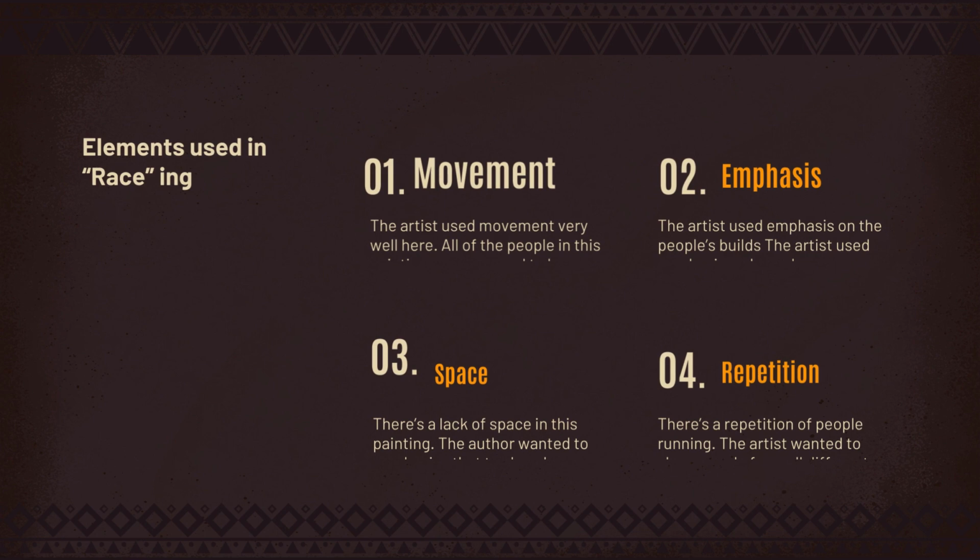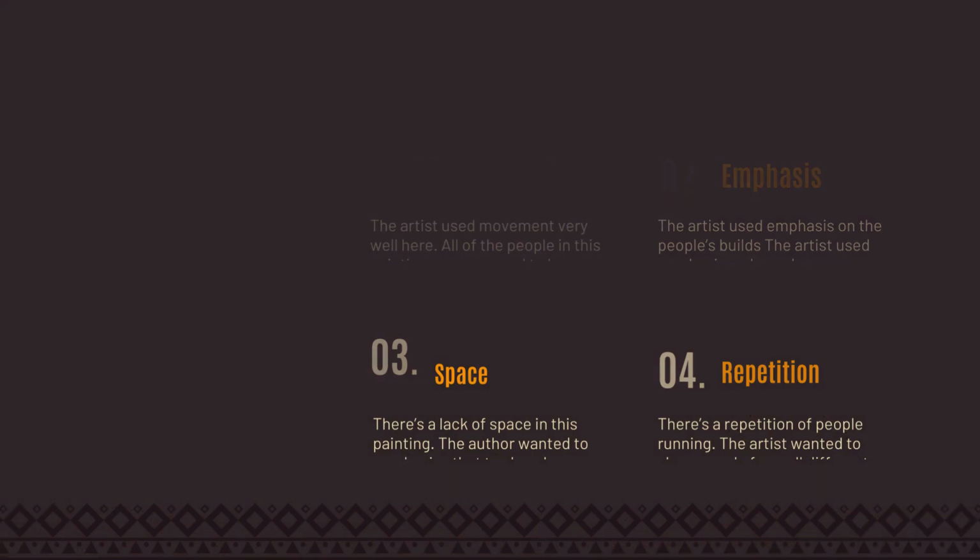Emphasis. The artist used emphasis on the people's builds. The artist used emphasis on how close everyone was to each other. There's also an emphasis on the dark background and feet placements to express the running. Space. There's a lack of space in this painting. The artist wanted to emphasize that to show how close everyone is to each other and them all running. Repetition. There's repetition of people running. The artist wanted to show people from all different races running.